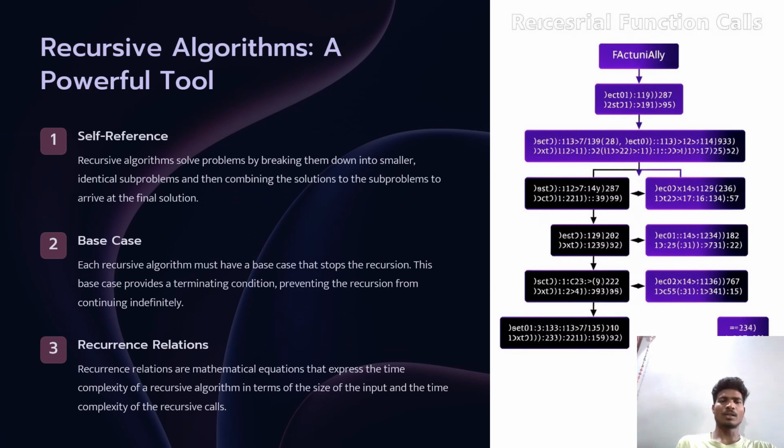Recursive algorithms, a powerful tool. Self-reference. Recursive algorithms solve problems by breaking them down into smaller, identical subproblems and then combining the solutions to the subproblems to arrive at the final solution. Base case. Each recursive algorithm must have a base case that stops the recursion. This base case provides a terminating condition, preventing the recursion from continuing indefinitely. Recurrence relations. Recurrence relations are mathematical equations that express the time complexity of a recursive algorithm in terms of the size of the input and the time complexity of the recursive calls.